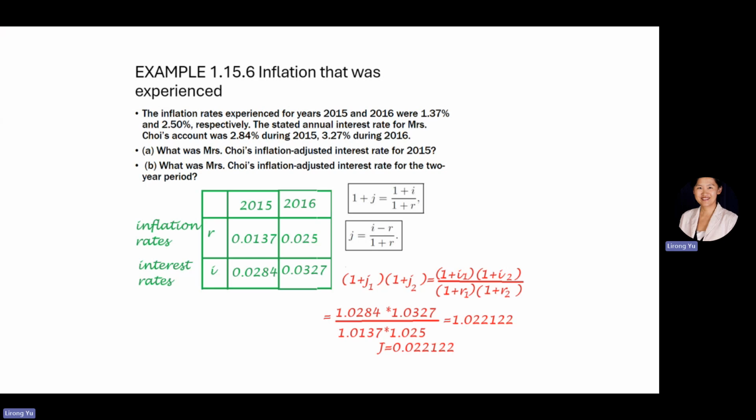So interest rate for the first year, 1 plus I1, times the interest rate for the second year, 1 plus I2. Those are the I1, I2 in the I row. There's two I numbers, there's two R numbers. The denominator is the inflation for the first year, inflation for the second year. If you multiply the 1 plus R1 with 1 plus R2, that's the combined inflation rate or the growth factor for the inflation. So altogether, this division is providing the combined adjusted interest rate.